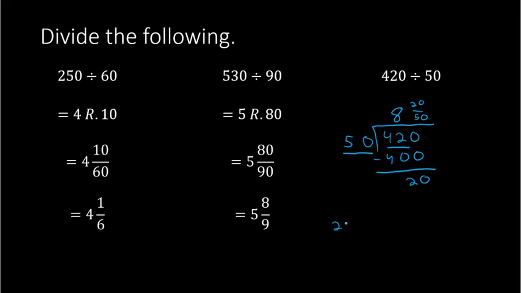All right, so 20 over 50, which you can simplify. You can divide the numerator and denominator both by 10. So when you do that, 20 divided by 10 is 2. 50 divided by 10 is 5. So 20 over 50 is the same thing as 2/5. So your answer, written in simplest form, would be 8 and 2/5. So that is the solution to 420 divided by 50.